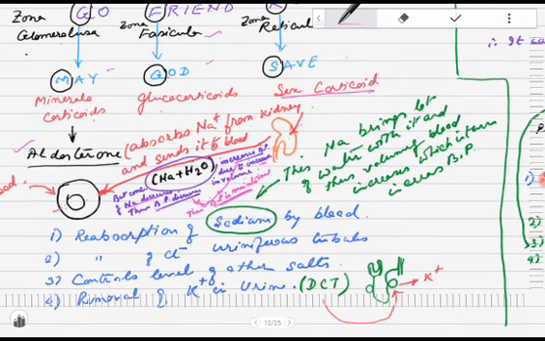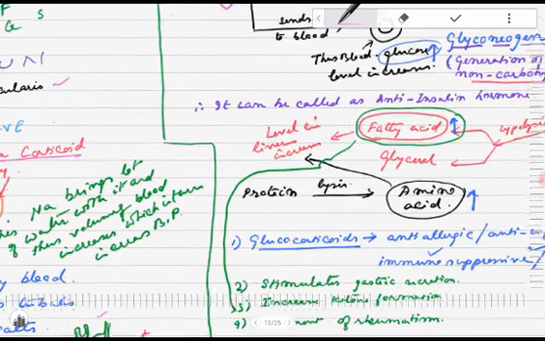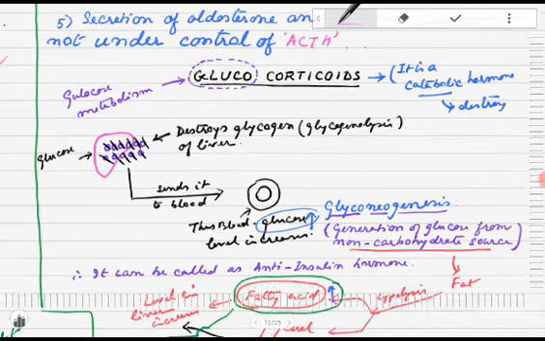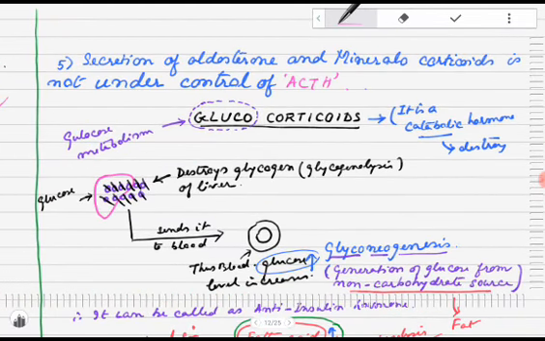The removal of the potassium ion in urine also takes place, and this is the picture of the glomerulus. Now in the DCT, this potassium is discharged out from the DCT. And number 5: the secretion of aldosterone and mineralocorticoids is not under the control of ACTH hormone.